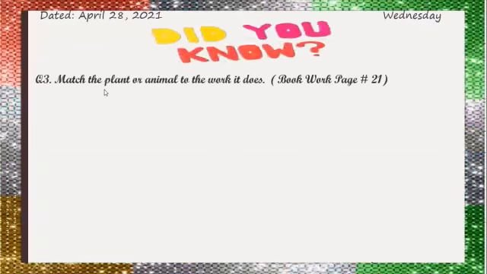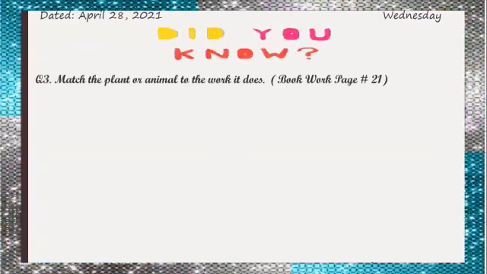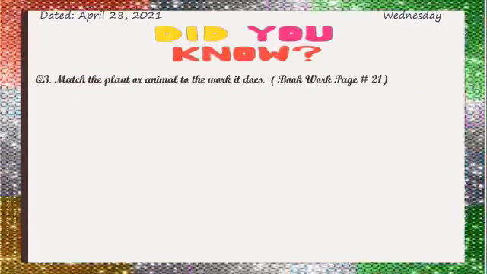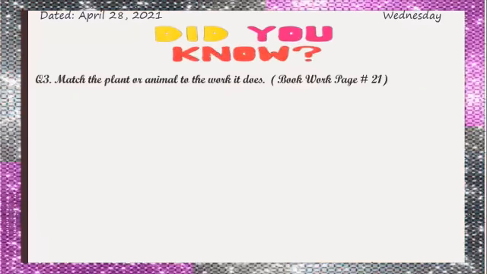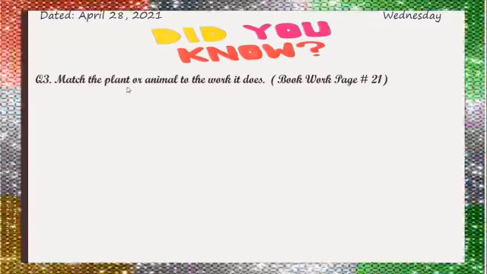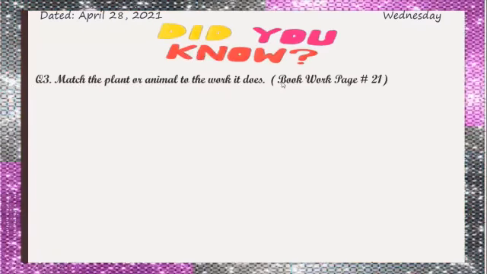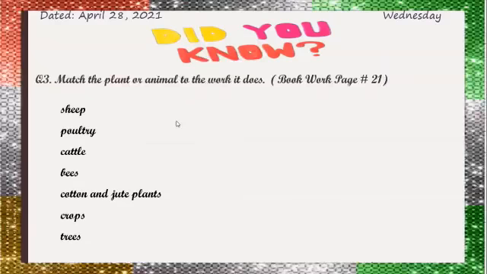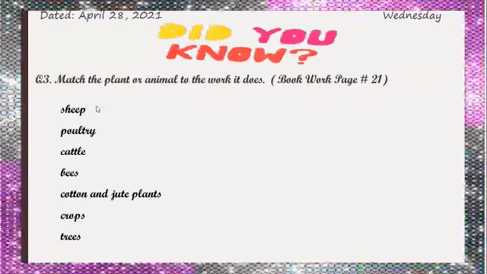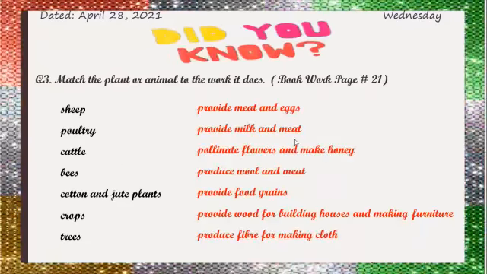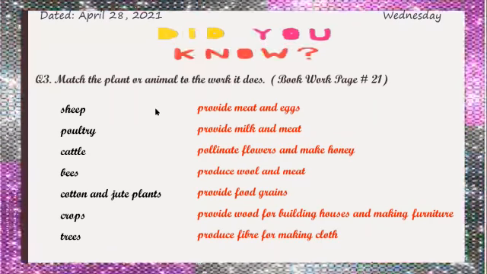Again, we have to do some more work, but it is very interesting. We have to do this work in the book only. Question number 3, match the plant or animal to the work it does. Book work, page number 21. These are the things you have to match. Okay, so let's get started.